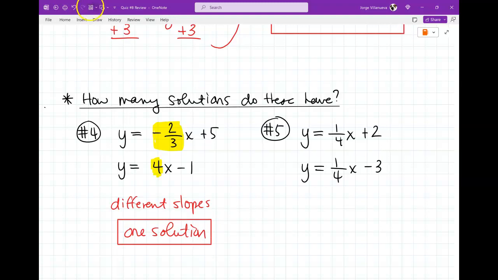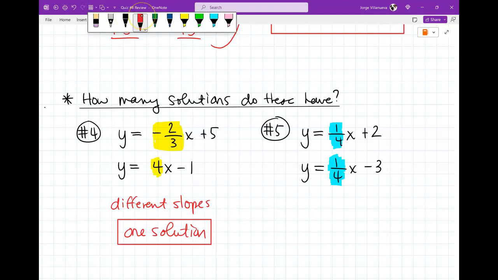Well, look at the next problem. 1/4, 1/4. Slopes are the same. So that means it's either no solution or infinitely many. It's infinitely many if the y-intercepts are the same. So which one is this? No. This is a no solution.